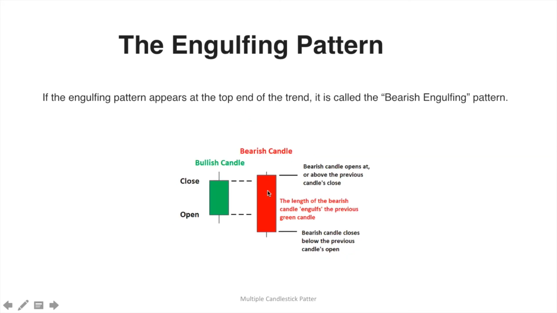Same way we have a bearish engulfing pattern, but the first candle is bullish and the second candle is bearish, meaning the open of the second candle is higher than the close of the previous candle and the close of the bearish candle is lower than the open of the previous candle. So your second candle will engulf the first candle. First is green, second is red, and it engulfs the pattern, then it is called an engulfing pattern.